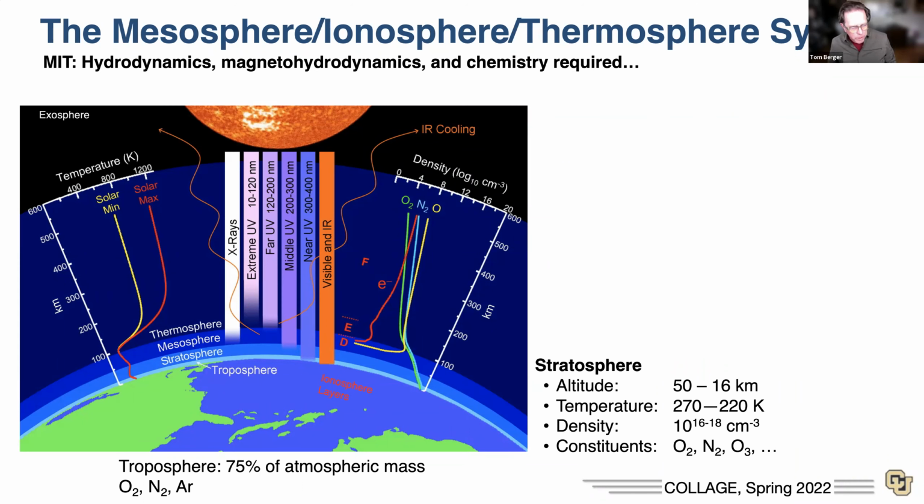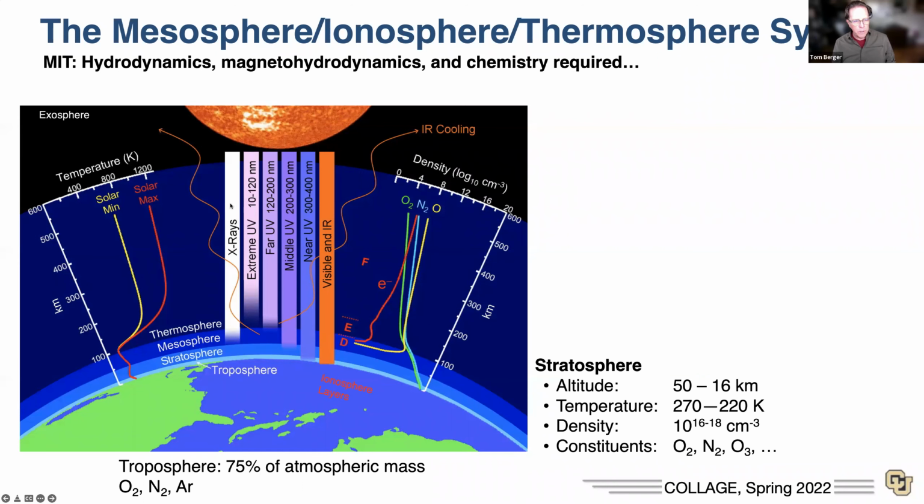layers that are relevant to space weather, it really starts with the stratosphere, going from the top down, at an altitude of 50 to about 16 kilometers. This is sort of the top layer of the troposphere, where all the weather happens, where we live. Above that is the mesosphere and the thermosphere. And the ionosphere is really just this whole thing, mesosphere and thermosphere, ionized.